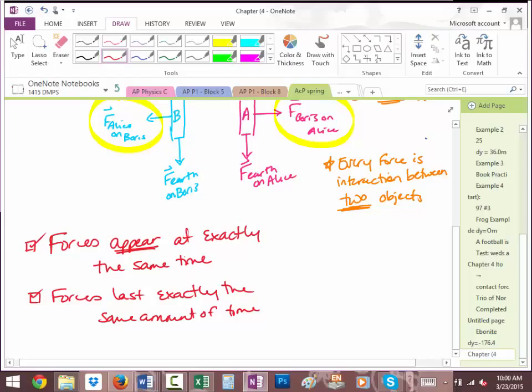A force has to be an interaction between two objects. Alice pushes on Boris, and at the exact same moment, Boris pushes on Alice, at exactly the same moment and for exactly the same amount of time. As soon as Boris lets go, Alice is letting go, right? It's the same thing, and the force is no longer. Now, this is the deeper question.